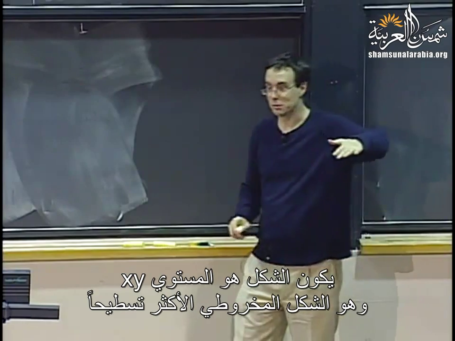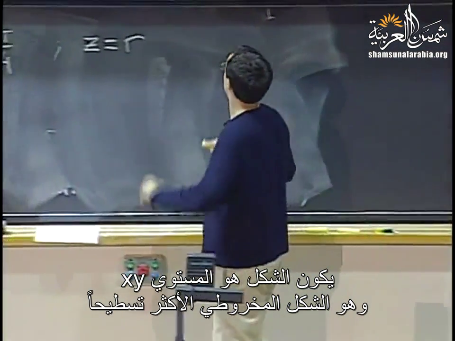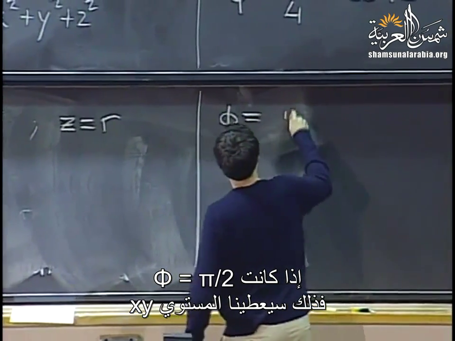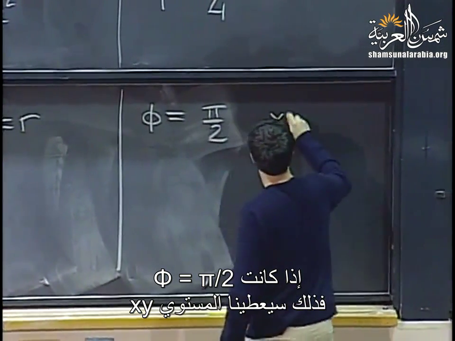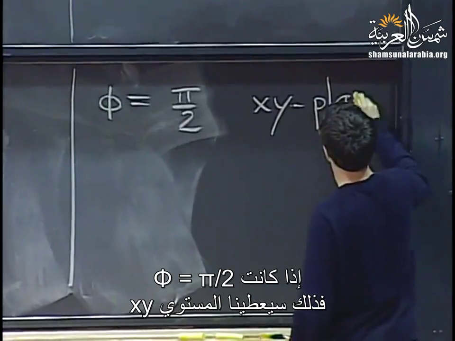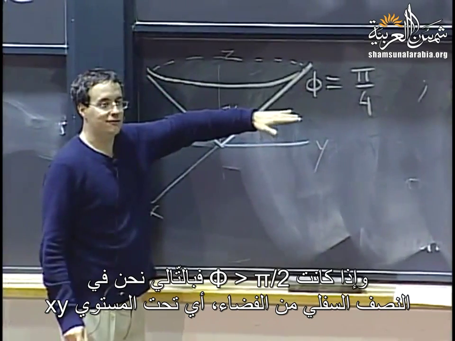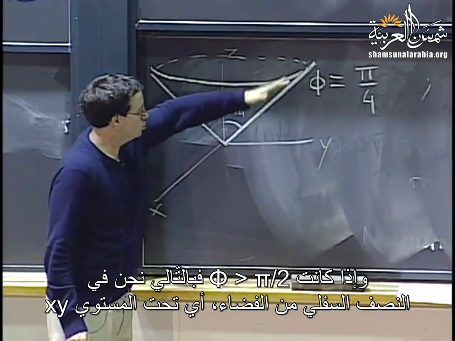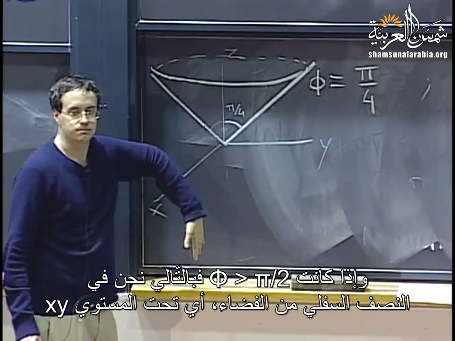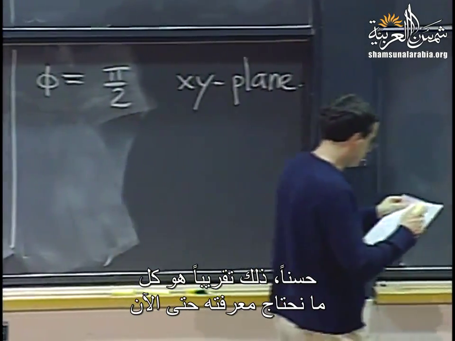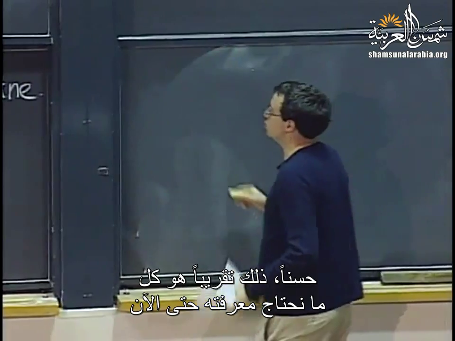Yeah, it's just going to be the xy plane, okay? That's the flattest of all cones. So phi equals pi over 2 is going to be just the xy plane. And in general, if phi is less than pi over 2, then you're in the upper half space. If phi is more than pi over 2, you'll be in the lower half space. Okay, so that's pretty much all we need to know at this point.